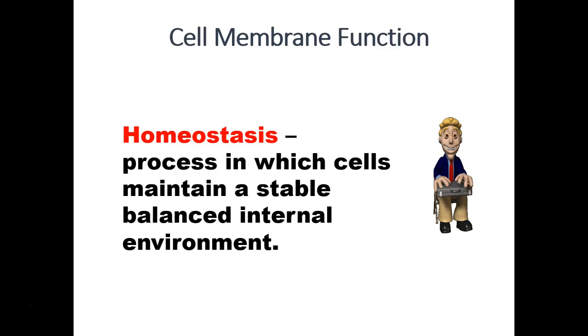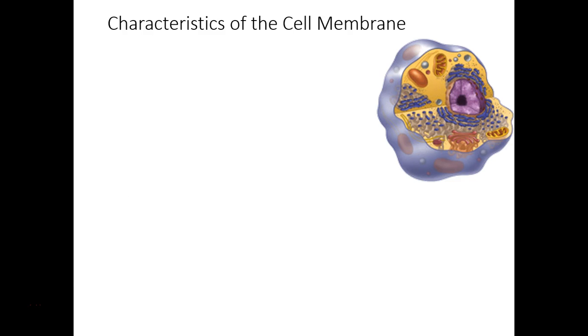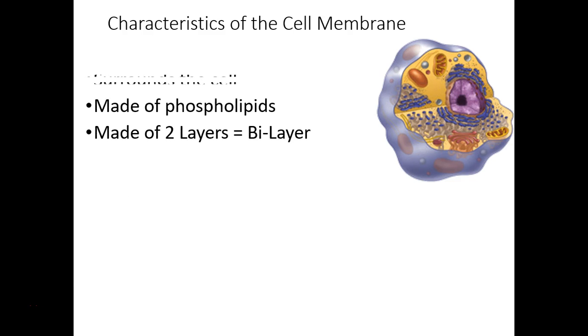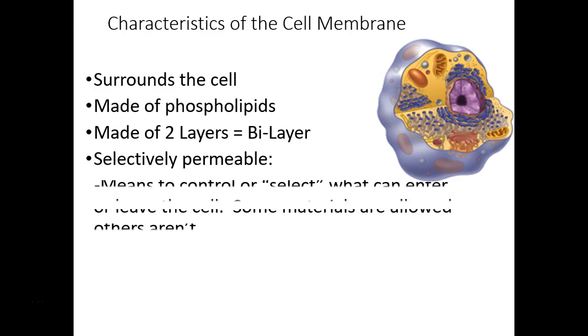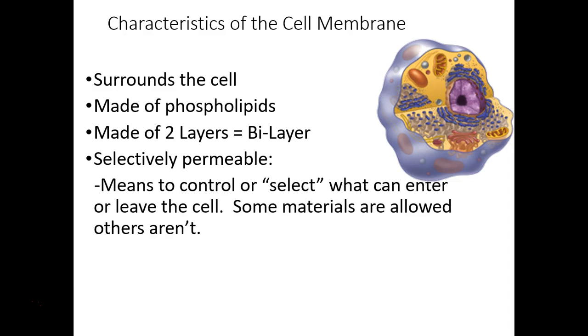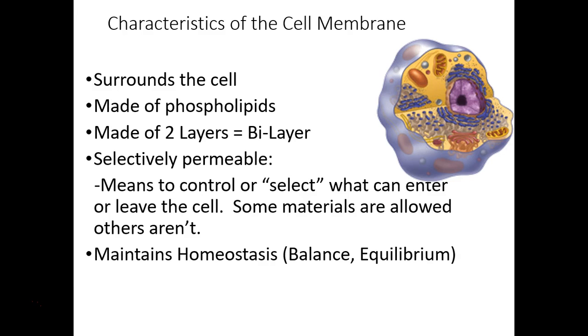The main function of a cell membrane is to maintain homeostasis within the cell, and that's going to happen by being selectively permeable. So characteristics of the cell membrane: it surrounds the cell, made up of phospholipids, made up of two layers, also known as a bilayer. It's selectively permeable. What that means, it controls or selects what can enter or leave the cell based on its chemical composition. Some materials are allowed in, some others are not. All right, its main job is to maintain balance within the cell, internal balance and equilibrium.